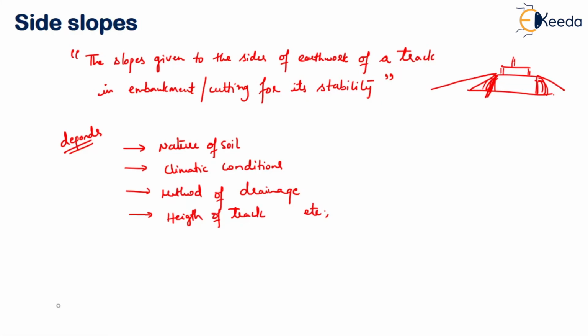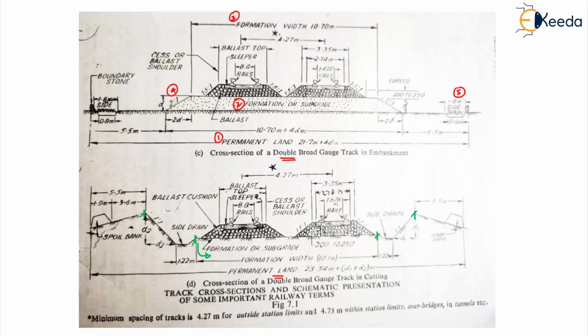Now what is the standard value of side slope? I'll call the side slope as S. So the standard value is 2:1 if it is embankment, and 1:1 if it is cutting. If you observe, the same thing has been shown in the diagram here.